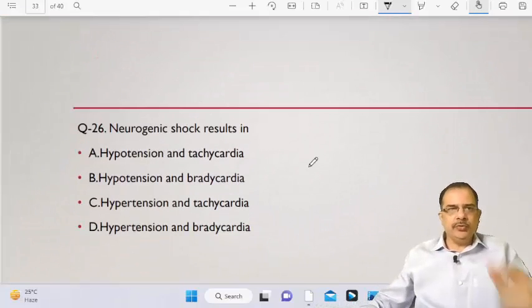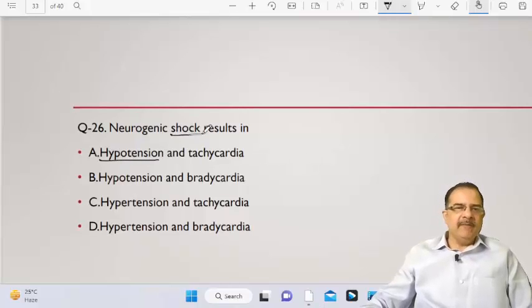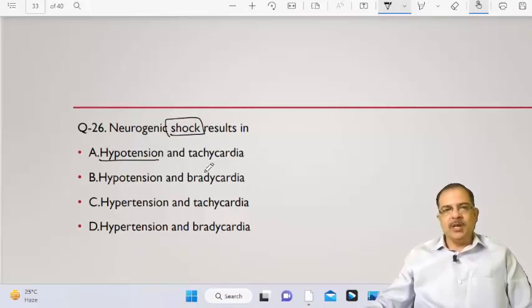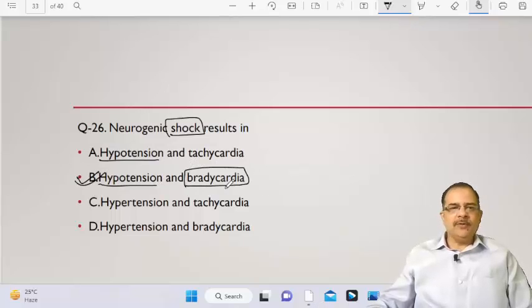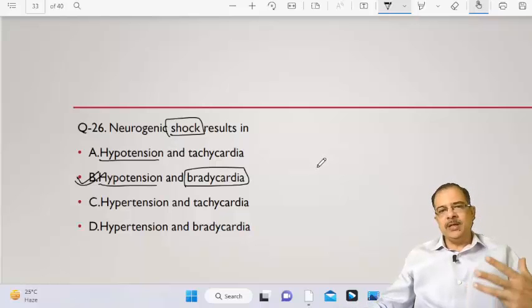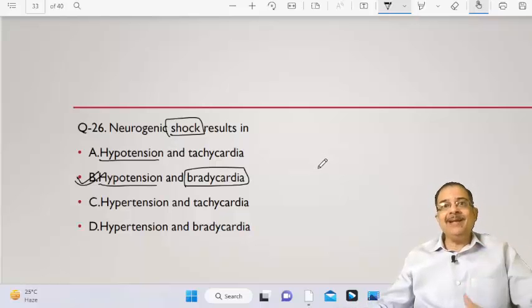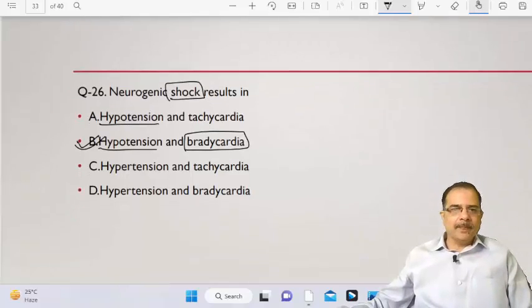Neurogenic shock is due to the loss of sympathetic activity. The patient will be in hypotension. Whenever shock comes, it is hypotension, but here it will be associated with bradycardia because of the loss of sympathetic tone. This is probably the only shock where bradycardia is seen. In other shocks, it is tachycardia.